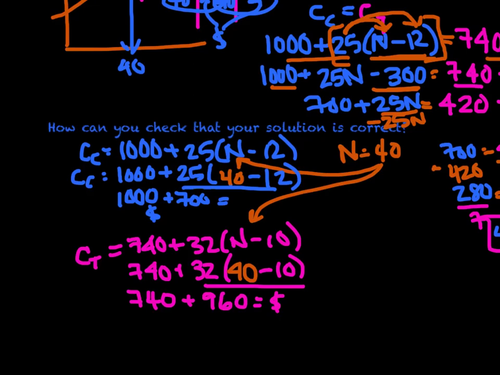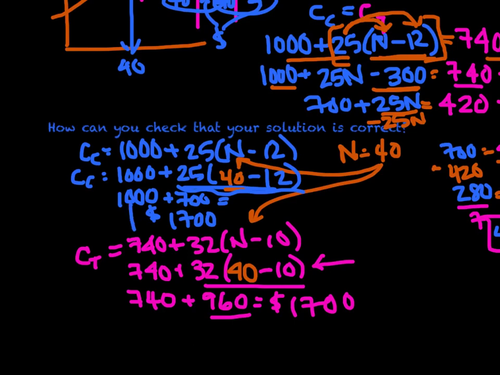Okay? So I've done a little bit of magic and added those equations and done a little math work. We have 1,000 plus 25 times 40 minus 12. So I've put that 40 into our equation for the top one, and I get 1,000 plus 700 after I've done this math work right here, and I'll get 1,700 for my total. I also did it over here, so I see 740 plus 32 times 40 minus 10. I'm going to do the 40 minus 10 first. I get 30. 30 times 32 is 960. I'm going to add that to 740, and I'd also get $1,700.